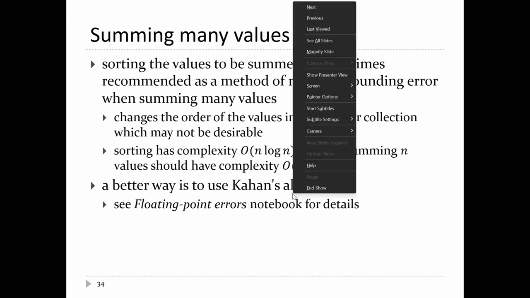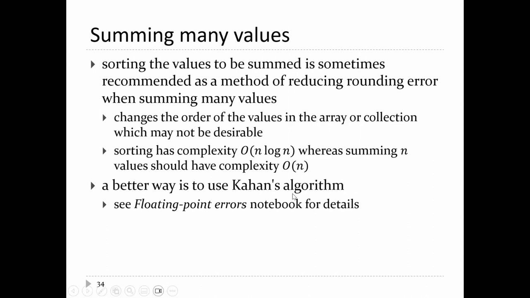So it turns out someone actually managed to figure out how you can compute the sum and still minimize the error without sorting. That algorithm is called Kahan's algorithm. It's also in the floating point error notebook if you're interested in how it works. I'm not going to describe it here, and I'm not going to ask you about it either. Kahan is one of the principal architects of the IEEE 754 standard, former U of T professor.